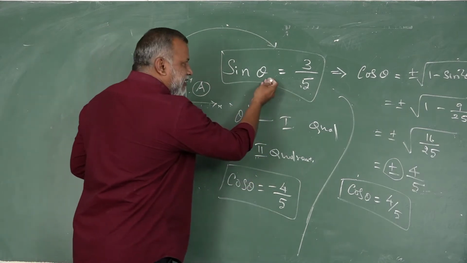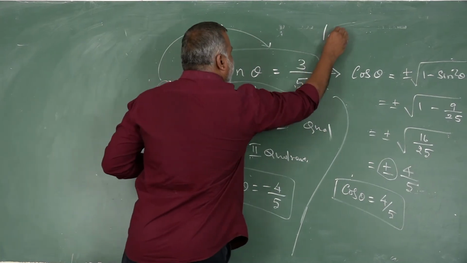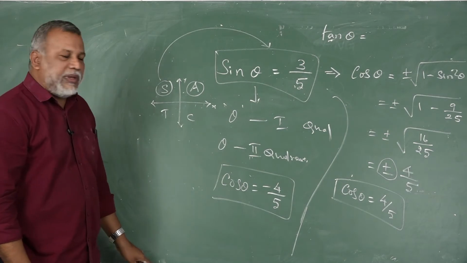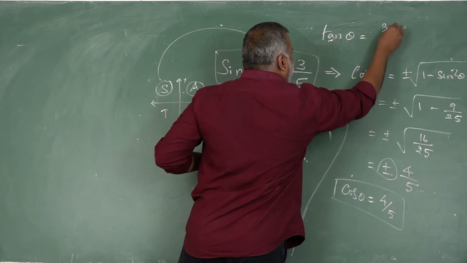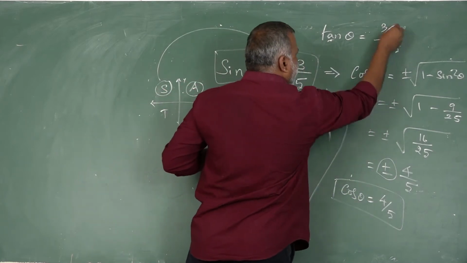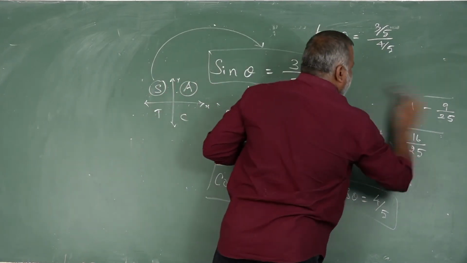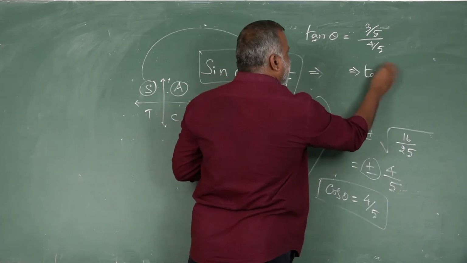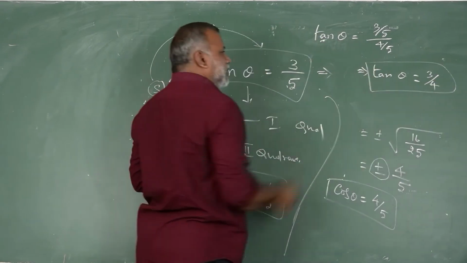If sine has this value and cos has this value, then we are able to find tan immediately. Tan means sine by cos. We have the value 3 by 5 divided by 4 by 5. Then 5 will be eliminated. Therefore, we get tan theta equal to 3 by 4.